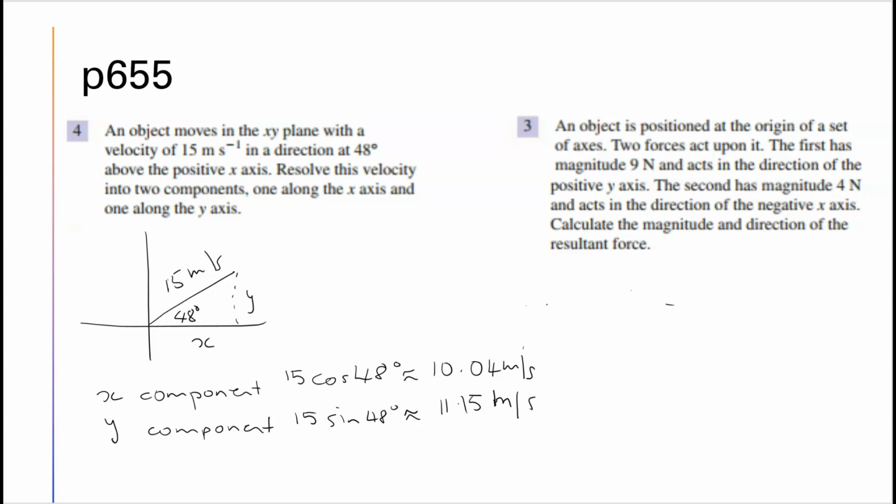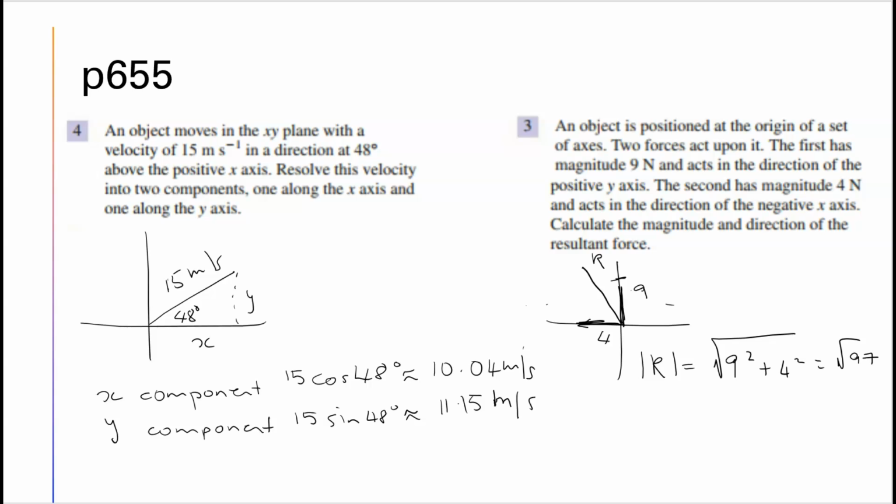The second question on the slide, again, draw a diagram. We've got one force going north, so that's to there, and then another one going this way of 4. So I've got some sort of resultant in there. Calculate the magnitude and the direction. The length, the resultant, is going to be, just by Pythagoras, square root of 97. And if we call this angle alpha, alpha is going to be the inverse tan of 9/4. 66 degrees.